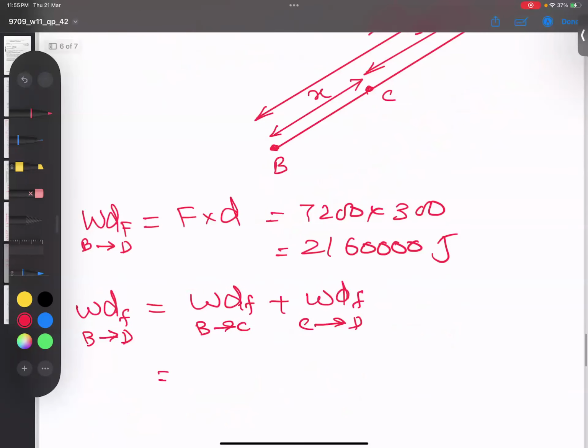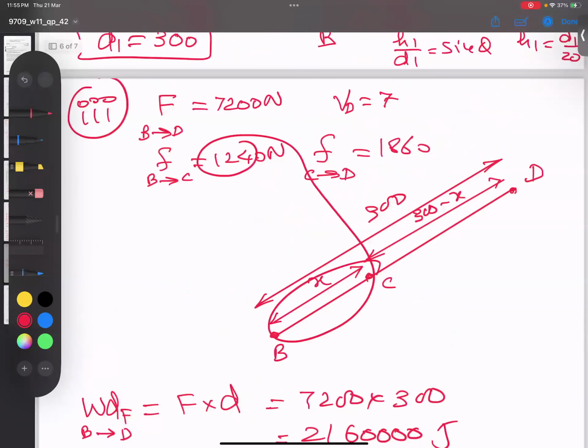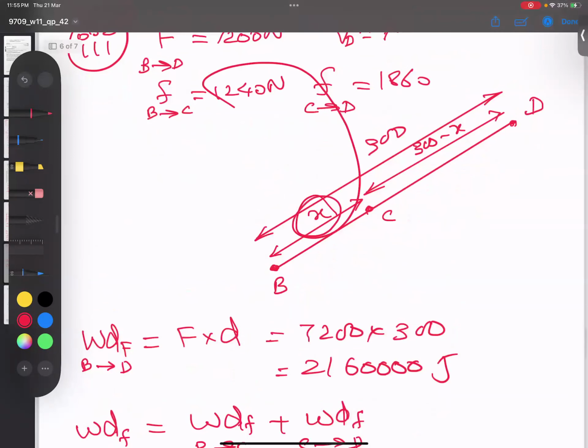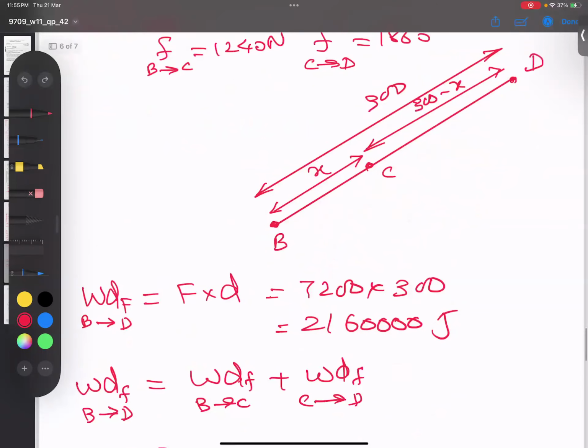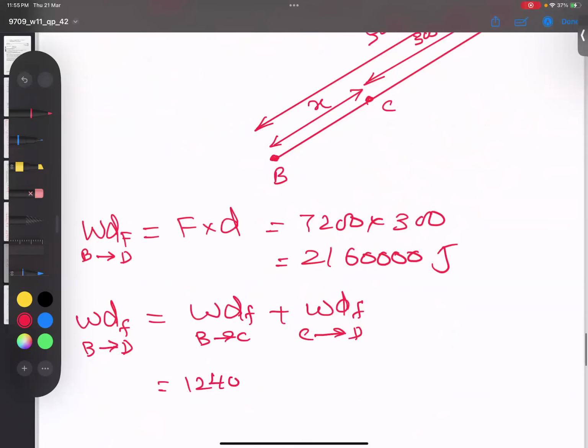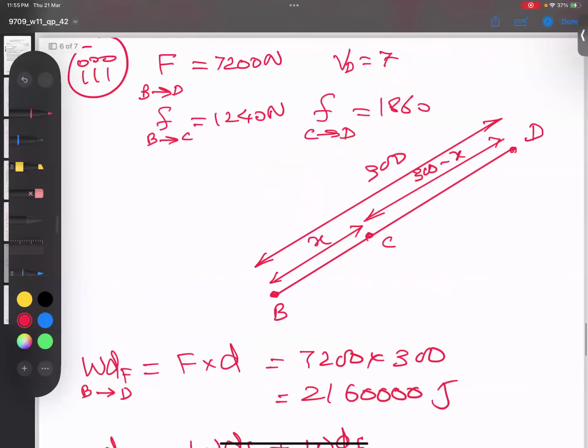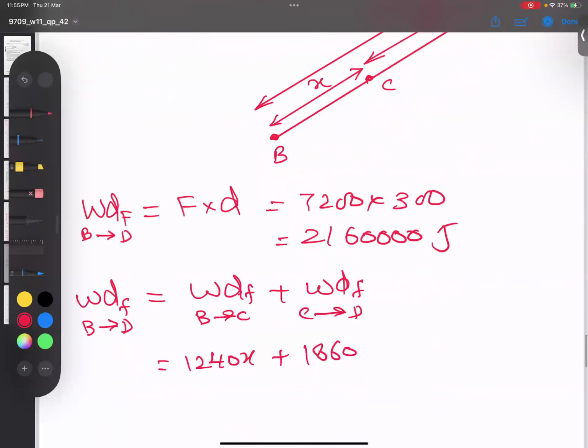And what is the formula? F into D. This friction force is this, and this friction force is this. And the distance is very simple. I took this one as X, and that is the other one. So let's start. 1240 into X, and the other one is 1860 into 300 minus X.